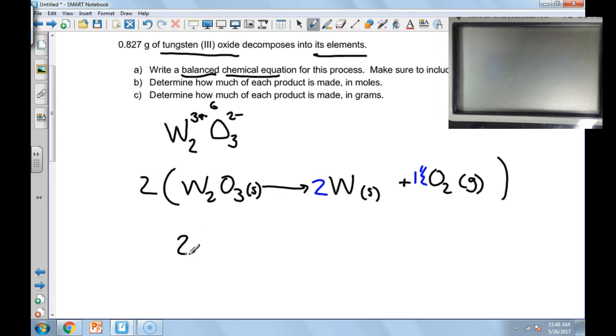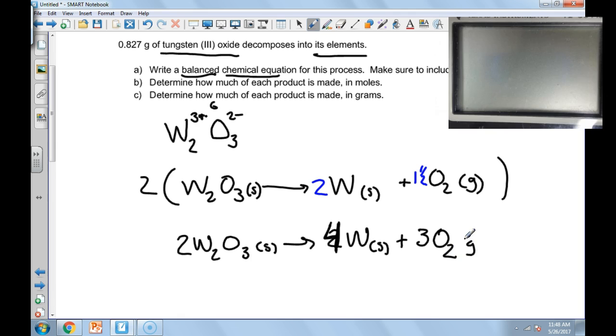So the balanced chemical equation is W2O3 solid reacts to form 2W, since everything gets multiplied by 2, solid, plus 3O2 gas. So there's our balanced chemical equation. Okay, so we got that. And it says, determine how much of each product is made in moles.